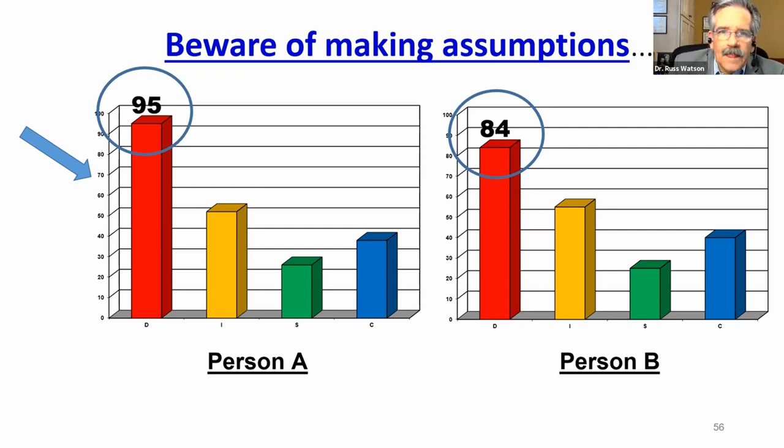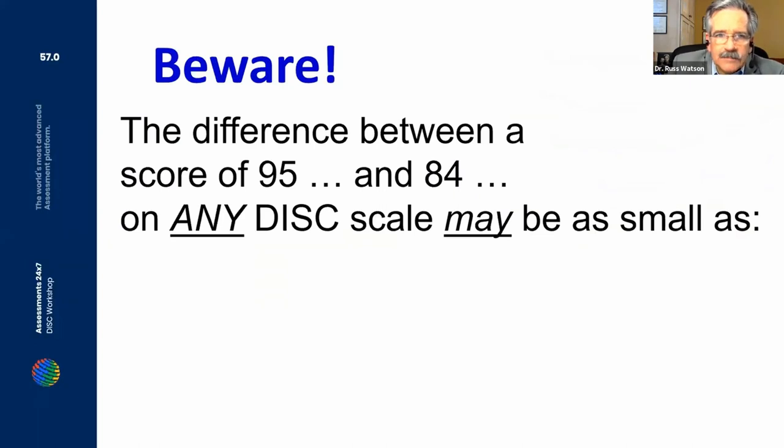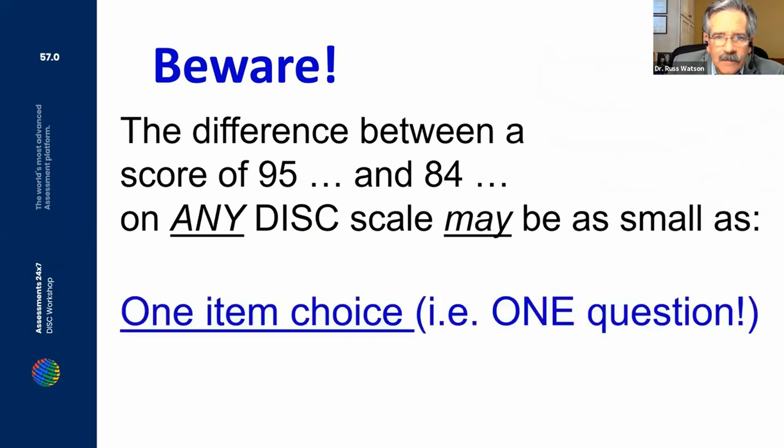Beware, colleagues: the difference between a score of 95 and an 84 on almost any DISC scale may be as small as one item choice, one question. So wait a minute, you're milking time from two high Ds trying to get them to do a job. They made a one choice, one question difference. I caution you not to do that. DISC is an enormously beneficial instrument. Don't get down in the weeds.